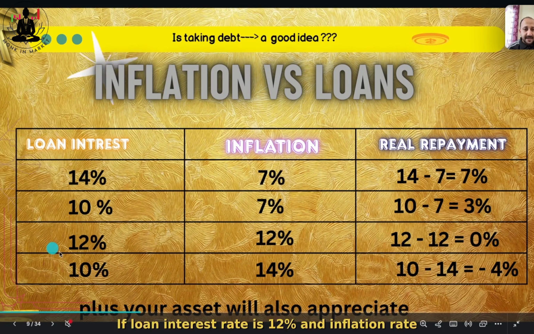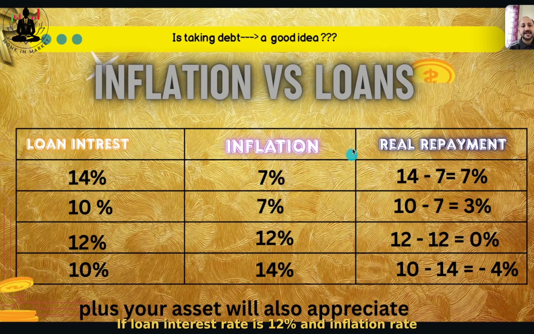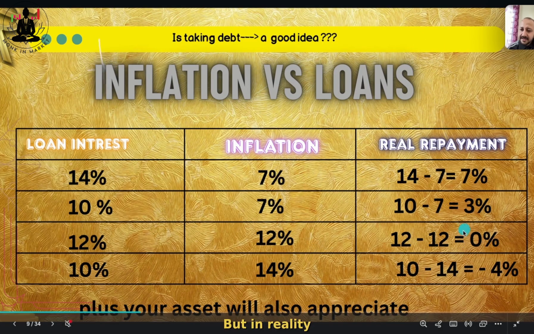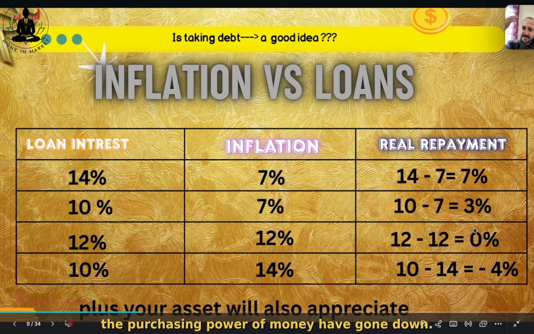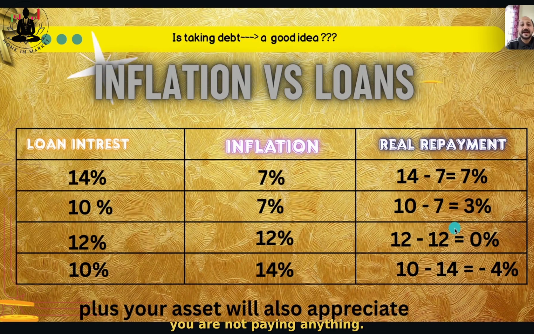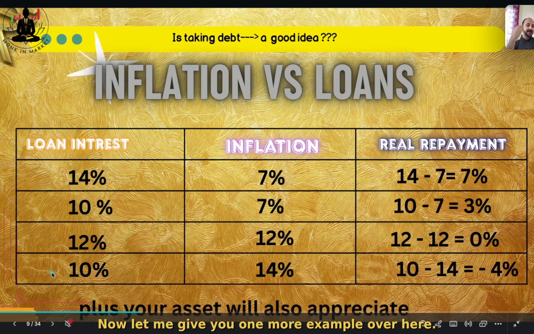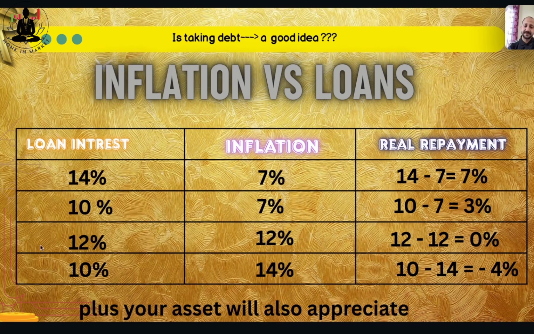Let me complete this. If the loan interest rate is 12% and the inflation rate goes high, so 12 minus 12 is 0, guys. In reality, yes, you are paying interest, but the purchasing power of money has gone down. In reality, you are not paying anything. If the interest rate is 10% and inflation exceeds the interest rate, then you are really not paying anything as such. It's minus 4.